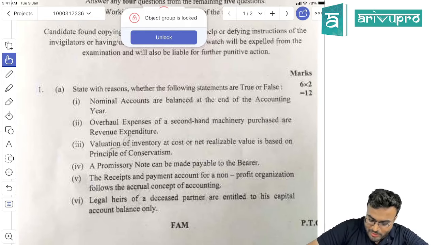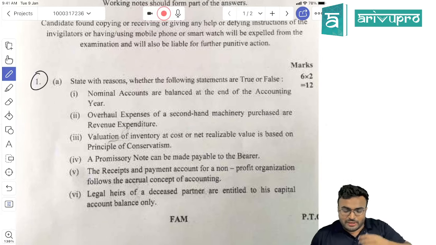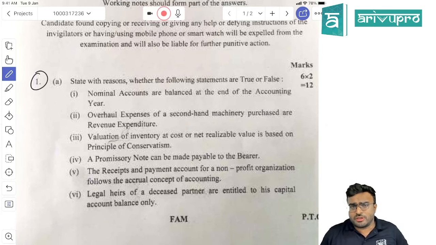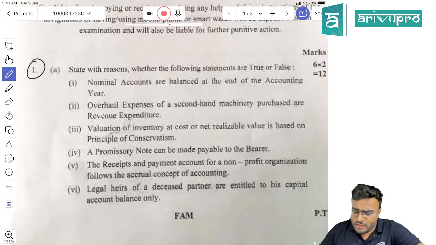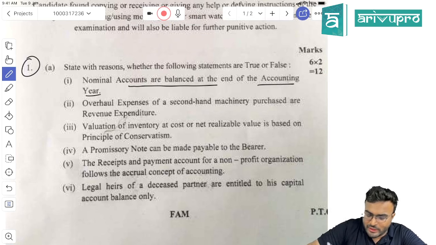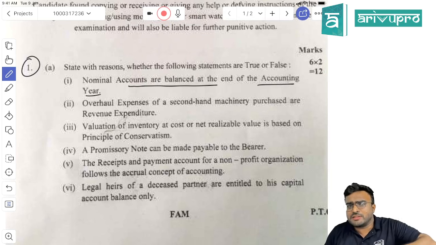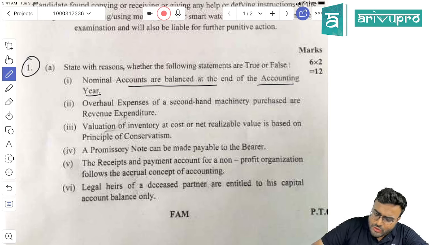Now, question number 1. They said state with reasons. Obviously, true or false is the first question. Always true or false is the first question. Nominal accounts are balanced at the end of the accounting year. All nominal accounts, at the end of the year, get transferred to P&L. So obviously this is true.